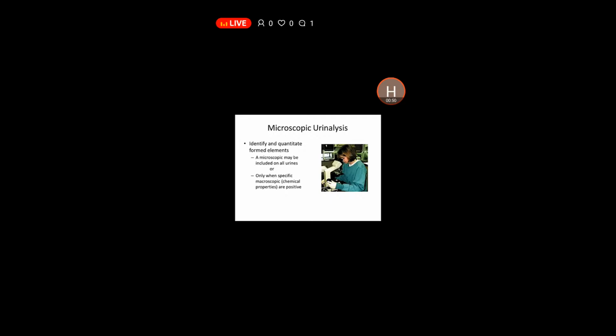Microscopic urinalysis is used to identify and quantitate formed elements within the urine. A microscopic exam may be included on all urines, or when we are looking for something that was positive on a chemical reagent strip.